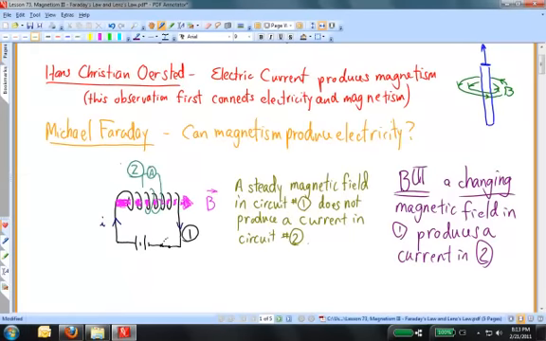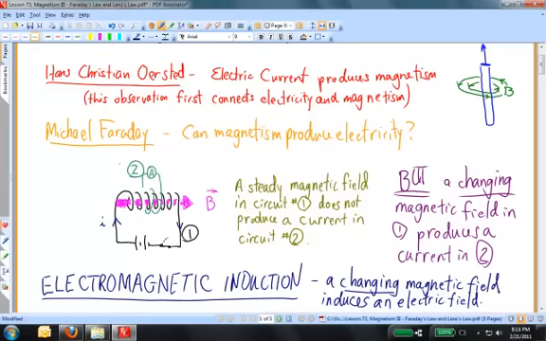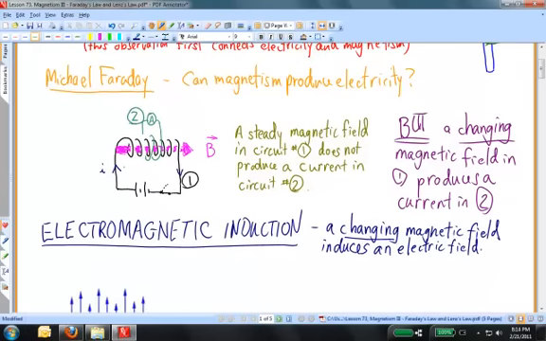And this was a profound discovery which changed our world, contributing largely to the technological revolution of the late 19th and early 20th centuries. The current, and therefore an electric field, can be produced by a changing magnetic field, and that phenomenon is called electromagnetic induction, and it runs our economy. Electromagnetic induction can be produced in other ways.